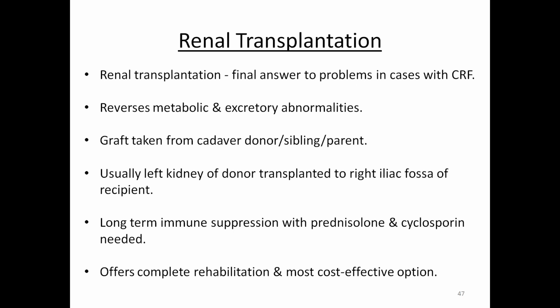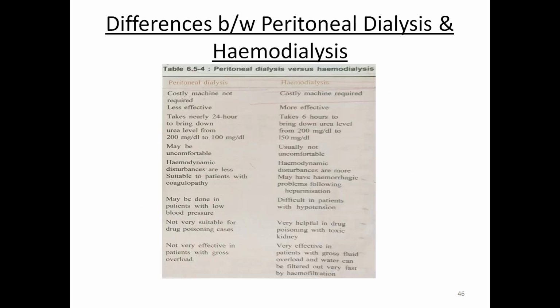The graft is taken from a cadaver donor or from a sibling or a parent. Usually the left kidney of a donor is transplanted to the right iliac fossa of the recipient. And long-term immune suppression with prednisolone and cyclosporin is needed in this case, and it offers complete rehabilitation and is a more cost-effective option. Okay, so that's all for this chapter.